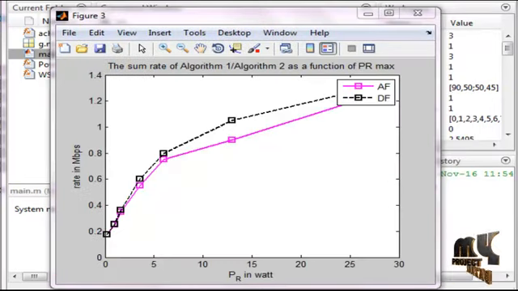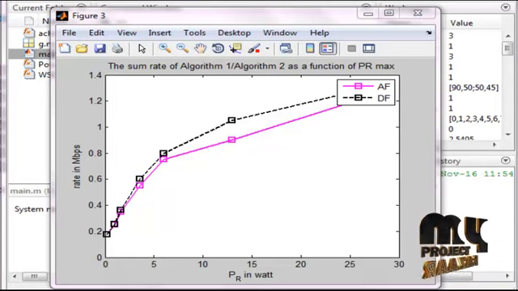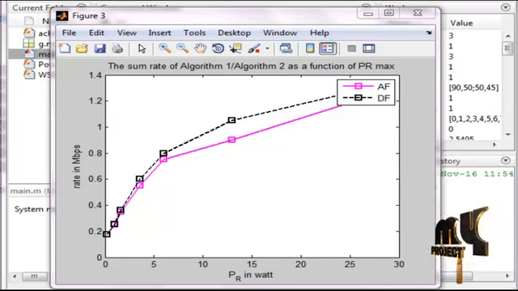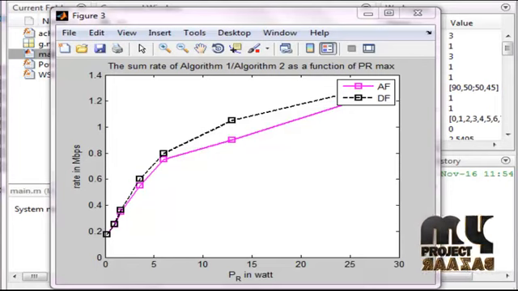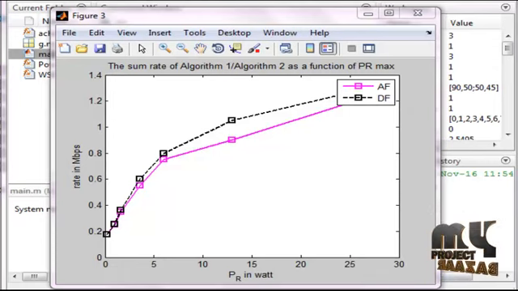In this figure, the sum rate of algorithm 1 and algorithm 2 is shown as a function of PR max, that is the power. AF means amplify and forward, and DF means decode and forward. The power is in watts, and the rate is in Mbps, that is bits per second. This is the graph of AF, amplify and forward, and this is the graph of DF, processed by algorithm 1 and algorithm 2 as a function of power.